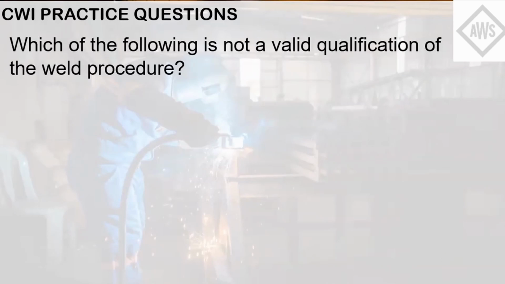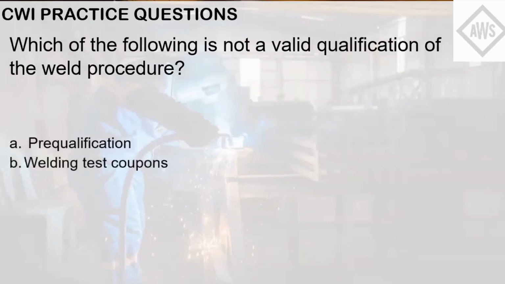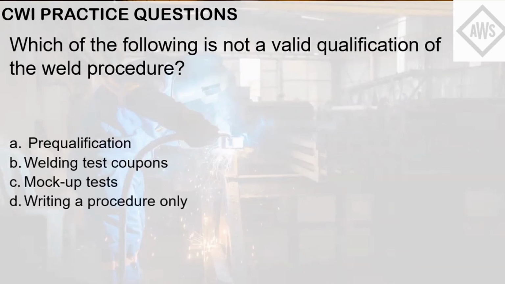Which of the following is not a valid qualification of the weld procedure? Letter A, pre-qualification. Letter B, welding test coupons. Letter C, mock-up tests. Letter D, writing a procedure only. Running through the choices, pre-qualification is a valid qualification of the weld procedure depending on the code. AWS D1.1 specifies a pre-qualification of a welding process if the limits of the parameters are not being exceeded. Letter B, welding test coupon, is also a valid qualification of the weld procedure.